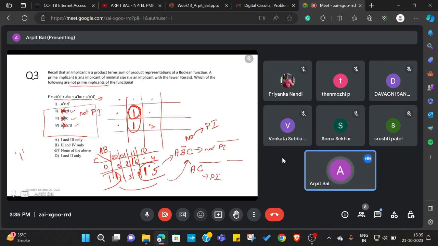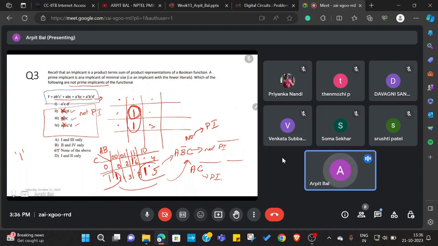Okay, so moving on to week 3. In week 3 we were supposed to figure out which of the following is not a prime implicant of the given function. The function is given like this.